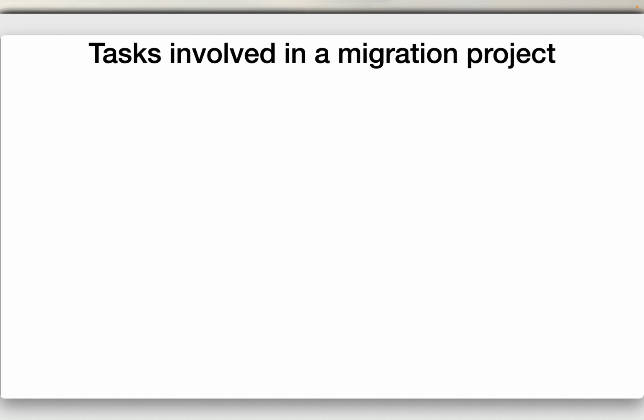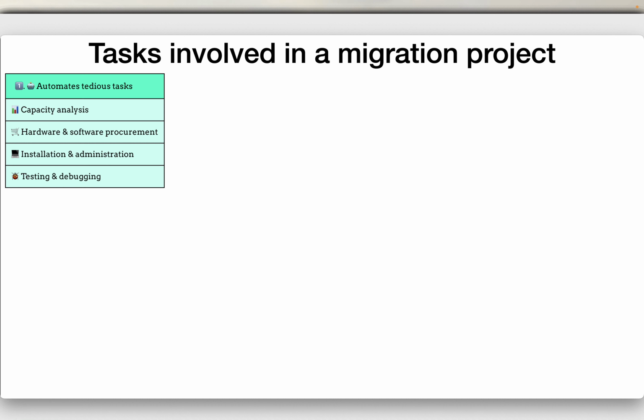So let's see what are the typical tasks that are involved in the migration project, and this is in sequence in order. So in a traditional solution, you need to perform capacity analysis, procure hardware and software, install and administer systems, test and debug the installation. AWS DMS automatically manages the deployment, management, and monitoring of all hardware and software needed for your migration. Your migration can be up and running within minutes of starting the DMS configuration process.